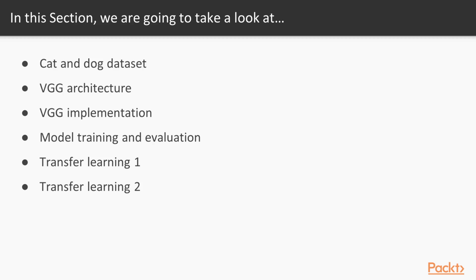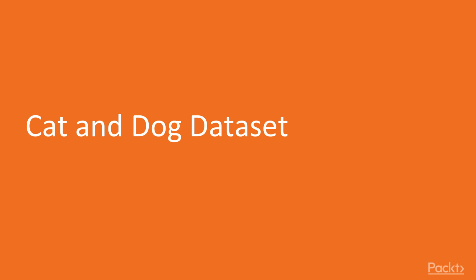Finally, we're going to learn about 2 types of transfer learning methods. First, we're going to use a pre-trained model for feature extraction. Then we're going to learn how we can do fine-tuning on a pre-trained model for a new task. Let's get started with lesson 1.